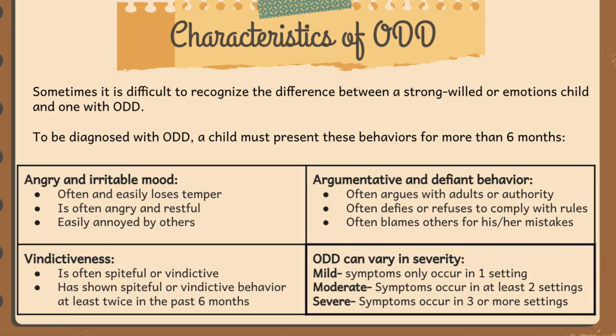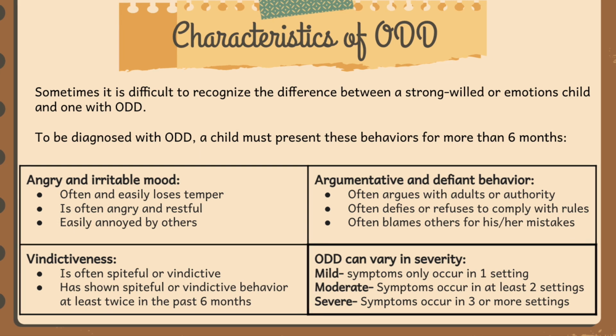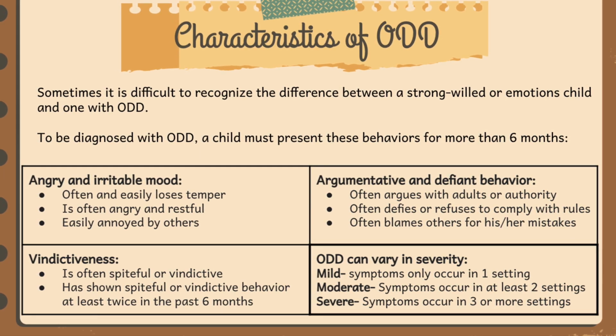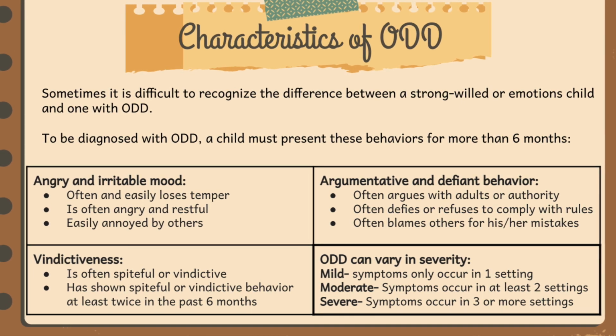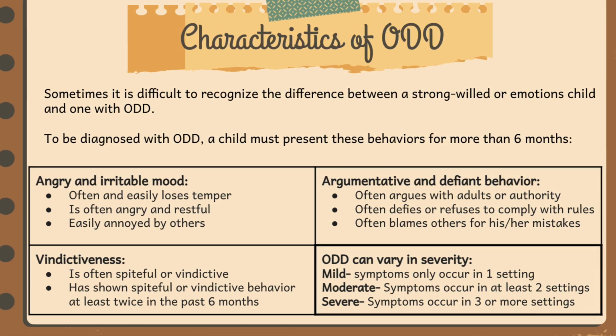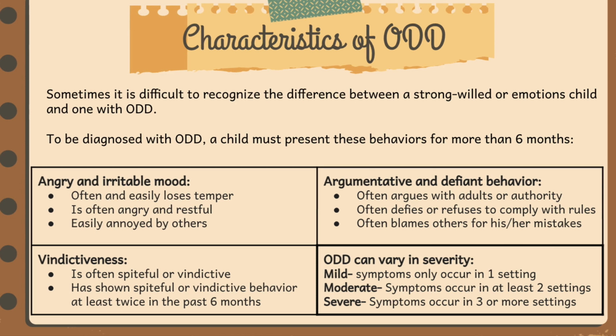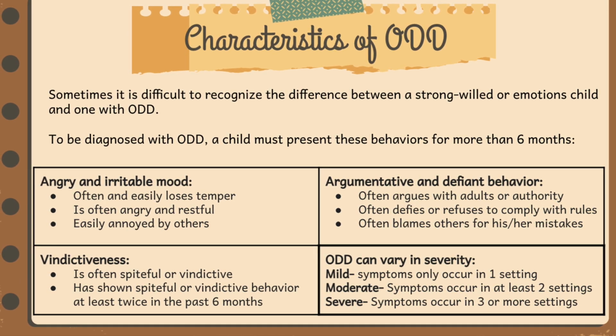ODD can vary in severity. It can be mild, moderate, or severe. In a case of a mild diagnosis, symptoms of ODD would occur in one setting, and in a severe situation, symptoms can occur in 3 or more settings.